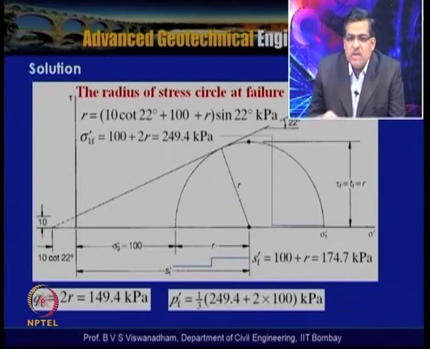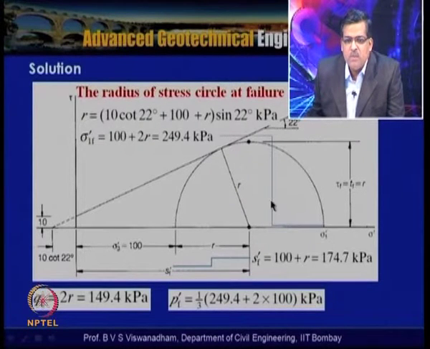Once we get the major principal stress at failure, S dash f can be obtained as sigma 3 plus (sigma 1 minus sigma 3) by 2, which is nothing but 100 plus r, about 174.7 kilopascals, and QF is nothing but 2r, which is equal to 149.4 kilopascals. QF is nothing but (sigma 1 minus sigma 3) by 2 into 2.